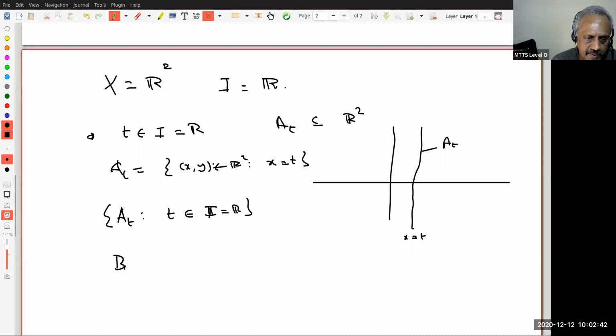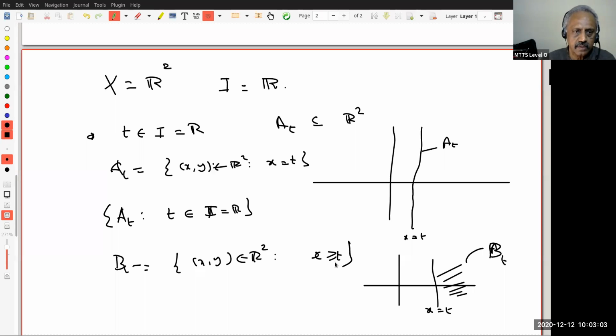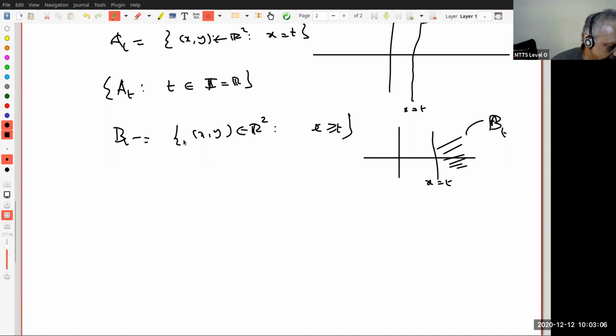I can also define B_t, which is equal to the set of all (x, y) in R^2 such that x is greater than or equal to t. In that case, this is my x equals t line, and this is my B_t. So we have an indexed family. Now, what do I want to do? I want to define the union of the indexed family, the union of the elements in the indexed family.